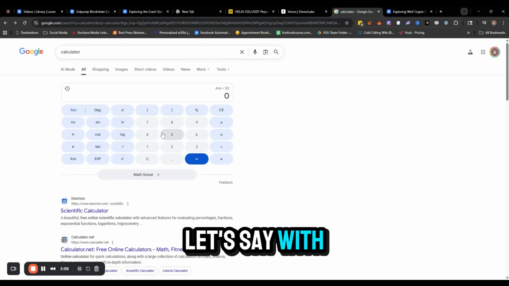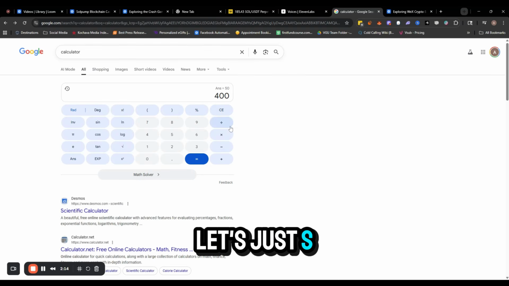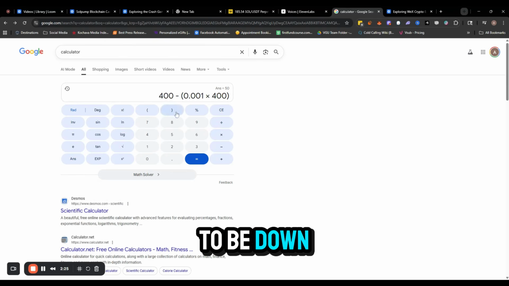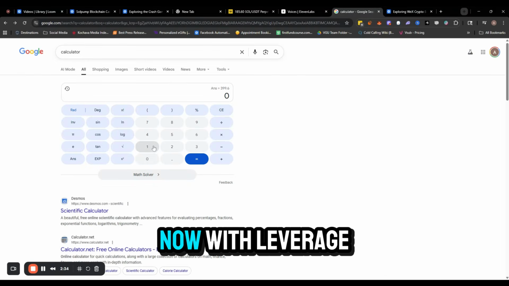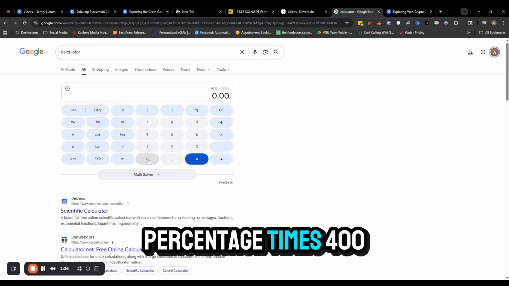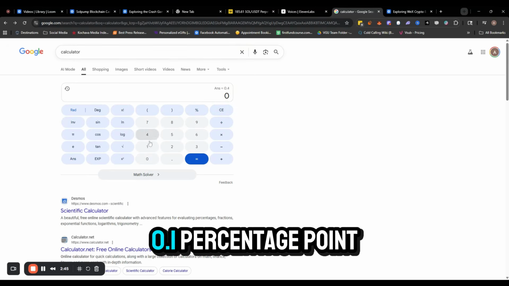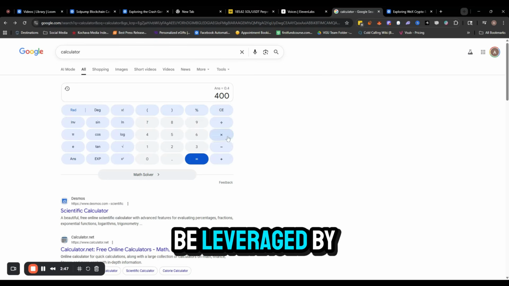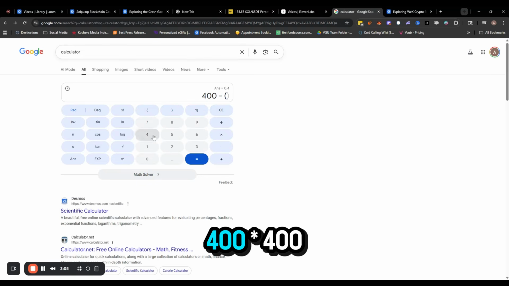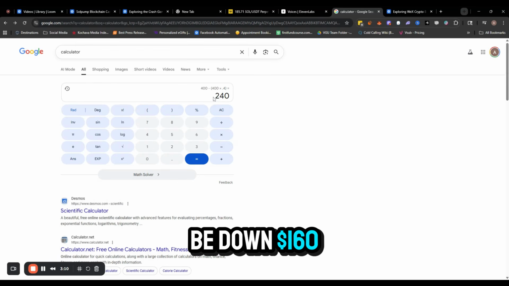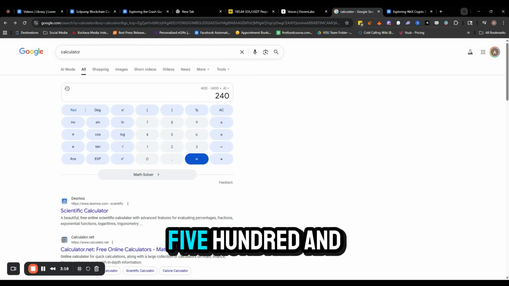So let's say with $400, the market has moved about 0.1%, right? With 400% leverage, you can expect to be down about 40 cents usually, right? Now with leverage, 0.1% times 400 becomes 40%. If it were to move 0.1 percentage point, and let's say you were leveraged by 400x, right? So 400 times 0.4, you would see that you would be down $160. So you'd only have $240 left. If it went up the other way, you would be up $160 to $560.